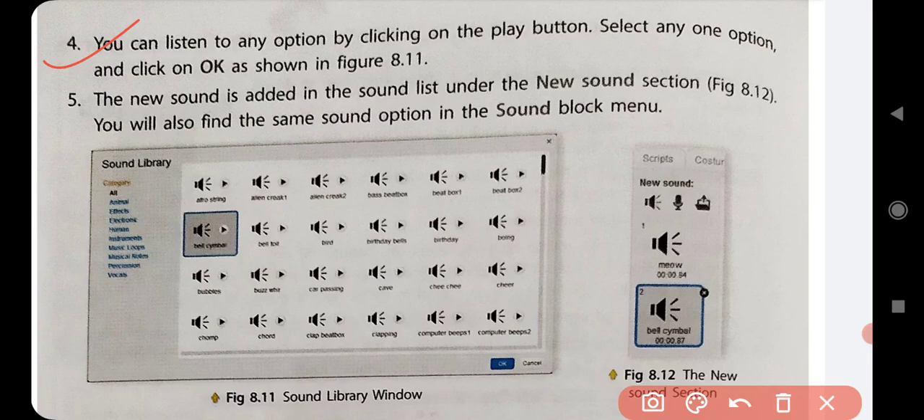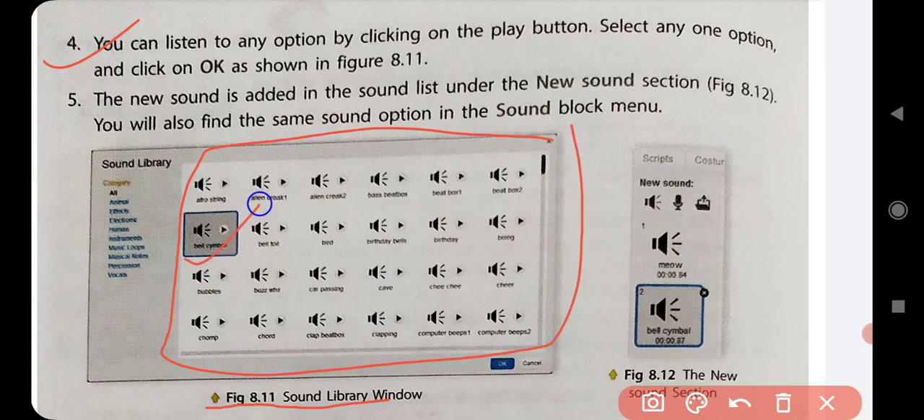You can listen to any option by clicking on the play buttons. Select any one option and click on OK, as shown in figure 8.11. From this, you can select any option, whatever you want.